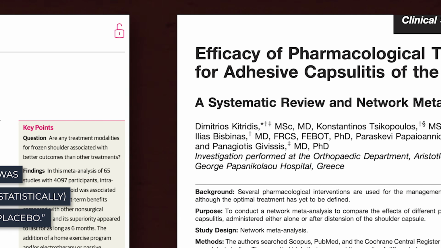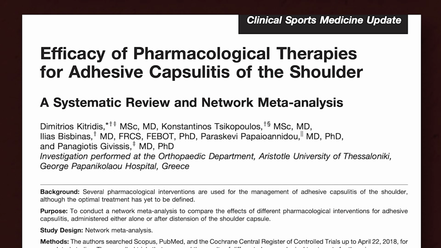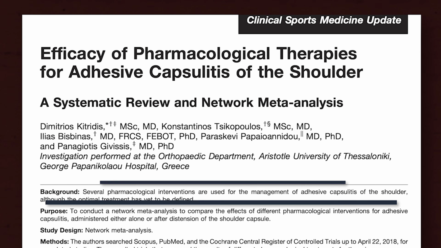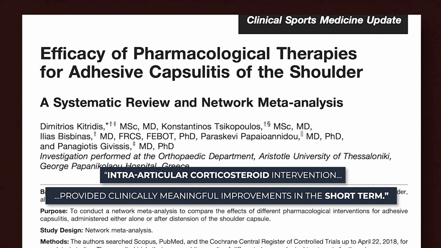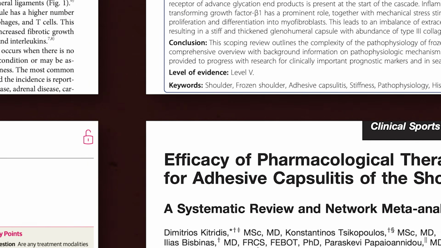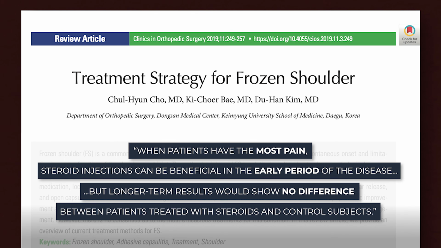A 2019 systematic review compared different pharmacological interventions and found intra-articular corticosteroids to provide clinically meaningful improvements in the short term. A study from Cho et al. concluded that steroid injections can be helpful for pain management in the short term, but showed no differences between control groups in the long term.